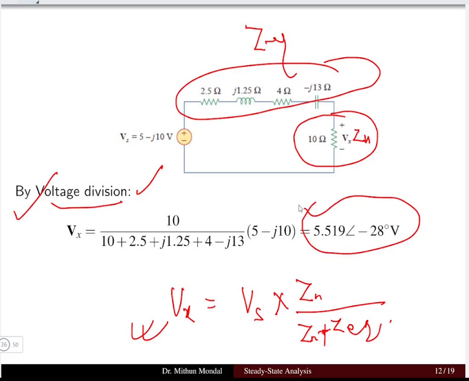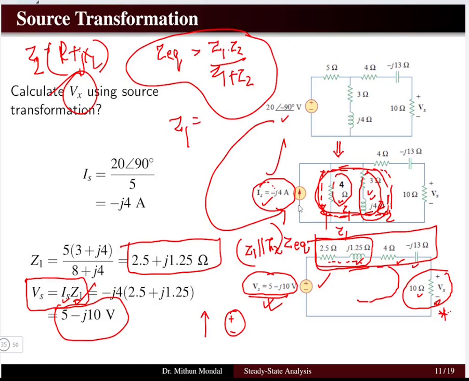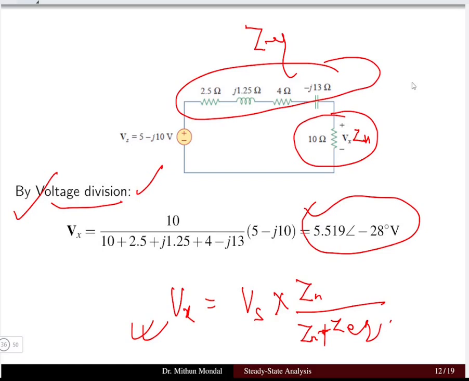If we solve the same problem by some other method, whether Thevenin, Norton, superposition, KVL or KCL, say by mesh analysis, I should take two currents, I1 and I2, and write the KVL equation in each loop, then determine the current I2, and then determine the potential Vx. But source transformation is much easier when you can reduce the circuit from one form to another.